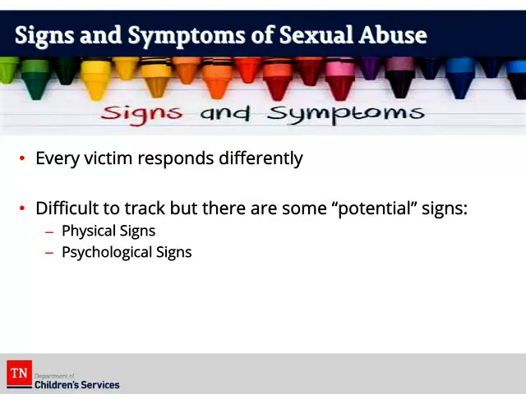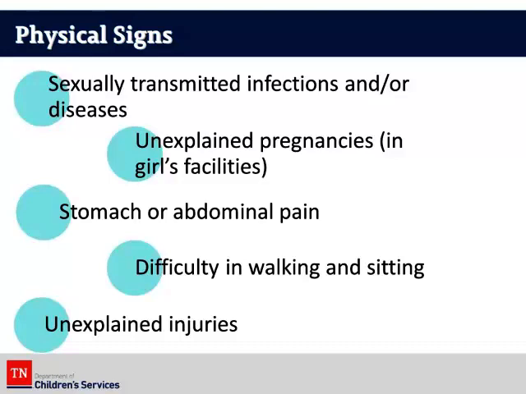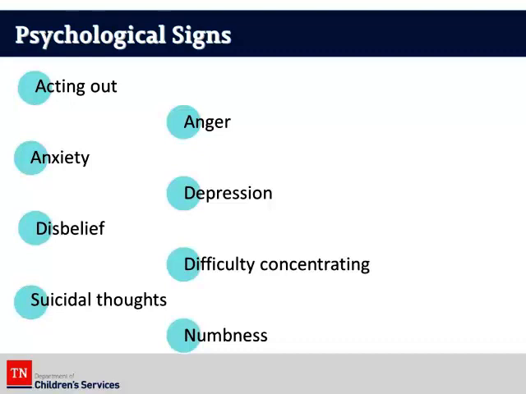Signs and symptoms of sexual abuse are difficult to track, but there are some potential signs. Remember, every victim responds differently. We will address potential physical and psychological signs of abuse on the next slides. Some potential physical signs of sexual abuse include sexually transmitted infections, unexplained pregnancies, stomach or abdominal pain, difficulty in walking and sitting, and unexplained injuries. Some potential psychological signs of sexual abuse include acting out, anger, anxiety, depression, disbelief, difficulty concentrating, suicidal thoughts, and numbness.